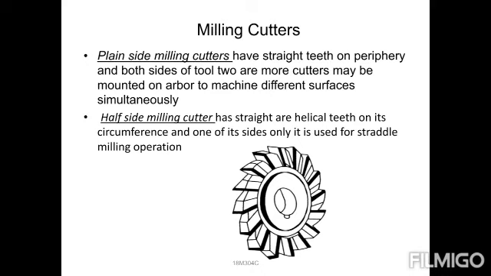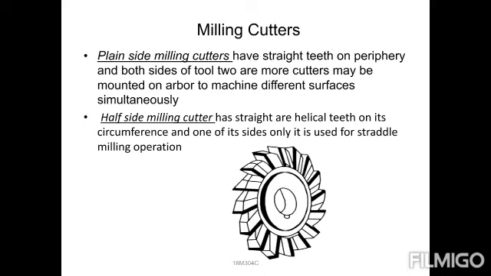Plain side milling cutters have straight teeth on the periphery, so the gap will be maintained perfectly on both sides, as you can observe in the figure. Two or more cutters may be mounted on the arbor at a time. Within a short period we need to remove the maximum amount of material. That is the main thing, so at a time we can fix two or more cutters.